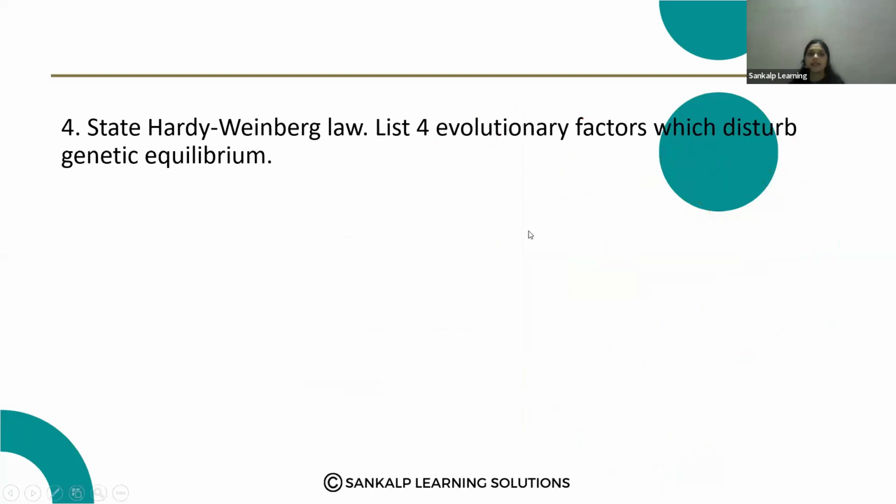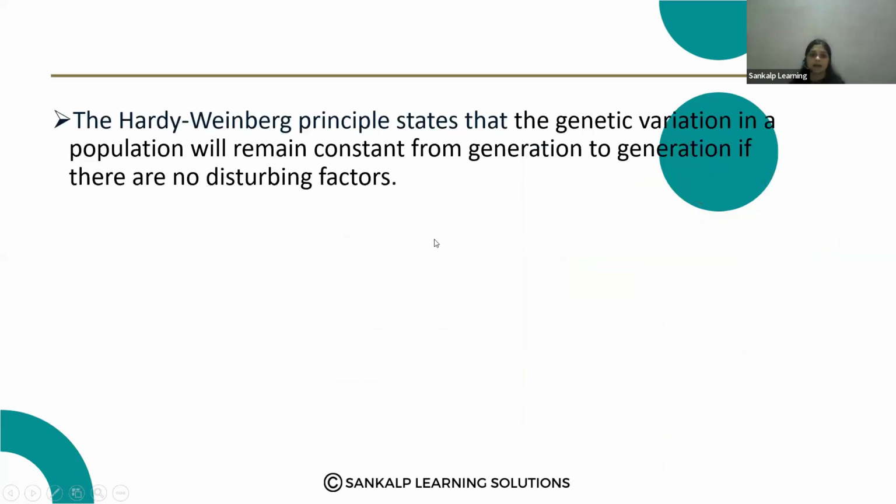Next question. State Hardy-Weinberg law. List 4 evolutionary factors which disturb genetic equilibrium. The Hardy-Weinberg principle states that genetic variation in a population will remain constant from generation to generation if there are no disturbing factors. Only if there are no disturbing factors does the genetic variation in a population remain constant.